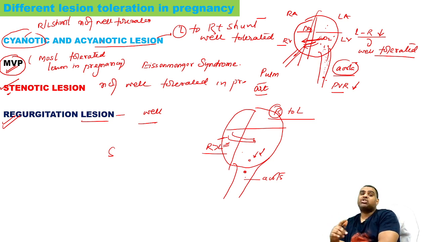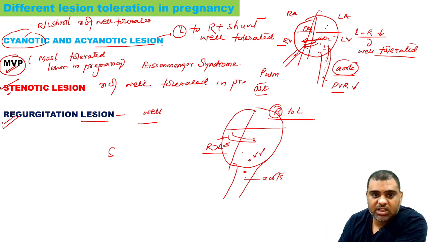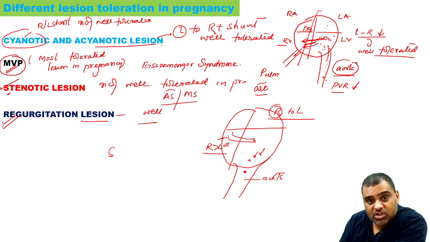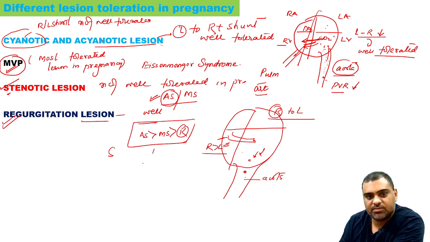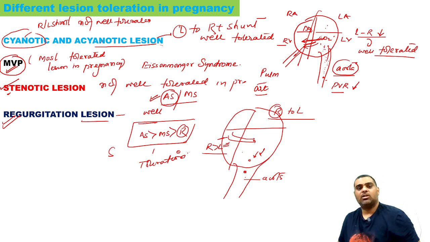Whereas the stenotic lesions worsen in pregnancy. If I ask you in aortic stenosis and mitral stenosis, which is worse? Aortic stenosis is much worse. So aortic stenosis, then mitral stenosis, and then regurgitation lesions. This is the order of toleration. So I have explained you the reason.